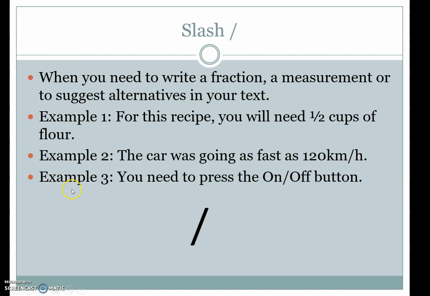And example 3, so this is alternatives. Alternatives means different. You need to press the on, slash, off button. On is different from off. Okay, so therefore we use the slash.